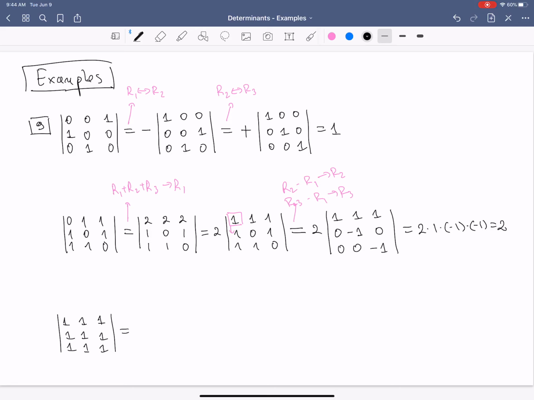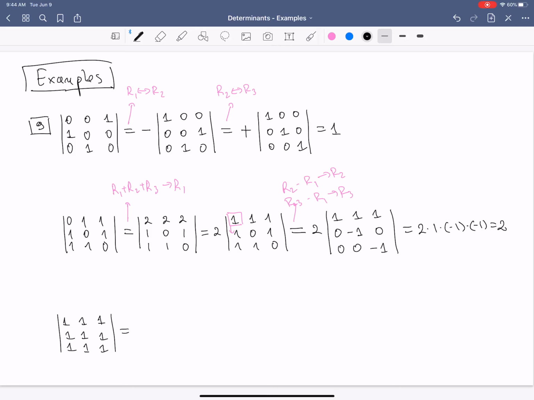You can try this for homework, and please do, by carrying out row exchanges, taking either the second or the third row in place of the first row and carrying out elimination. You should get 2 in any way. Now, what about the third matrix?